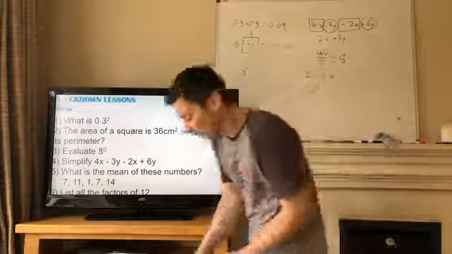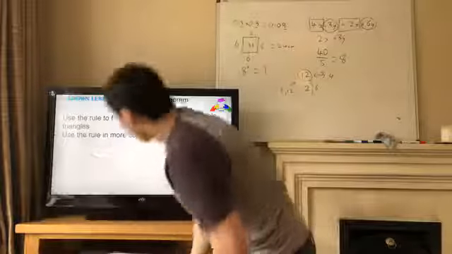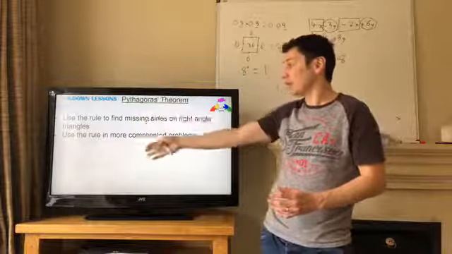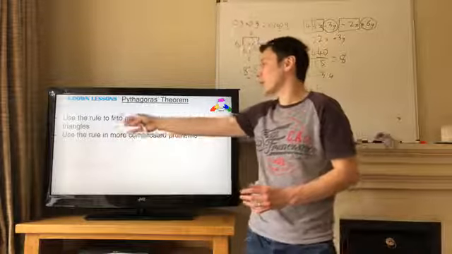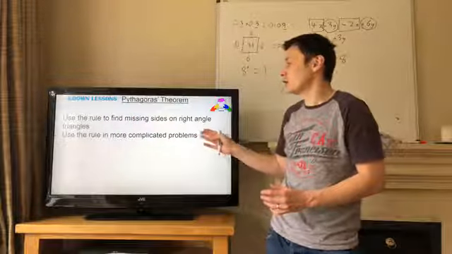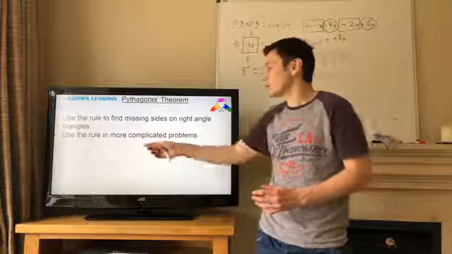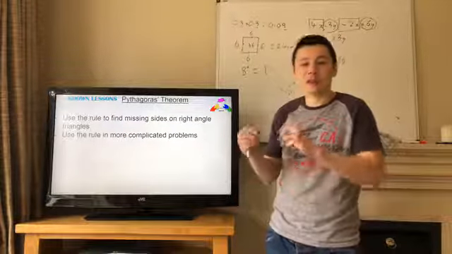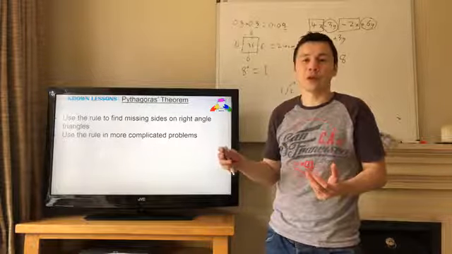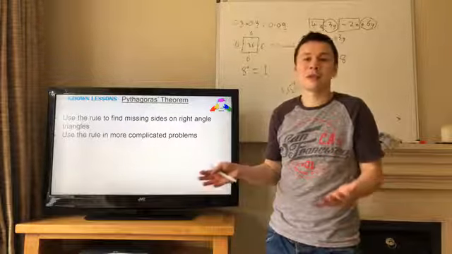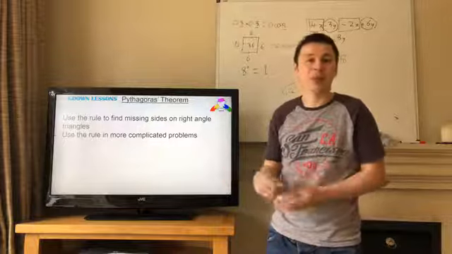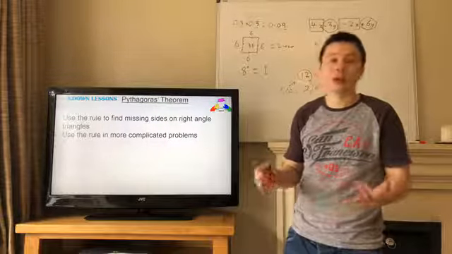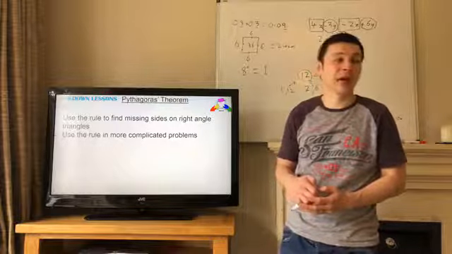Okay, on to Pythagoras. So, Pythagoras' theorem, two main things you need to do is use the rule of Pythagoras to find missing sides on right-angled triangles, and also use the rule in more complicated problems. More often than not now, it does not just give you a straightforward triangle and it says to use Pythagoras. It'll be hidden in another problem, so we're going to look at some of those so you know when to use it. It's also creeping up on the non-calculator paper as well.